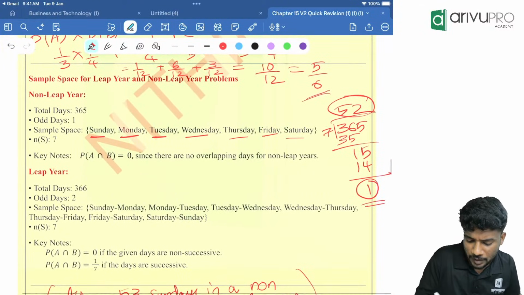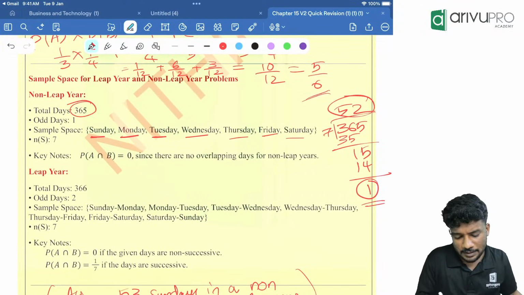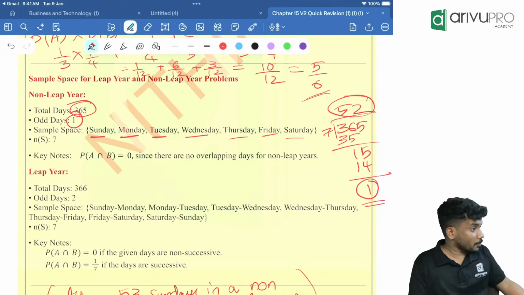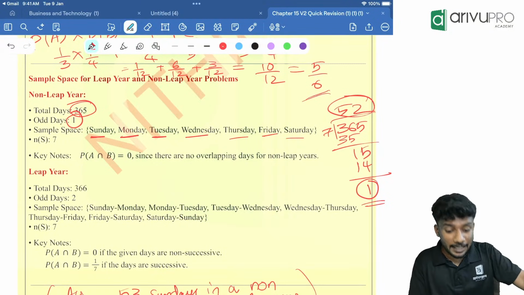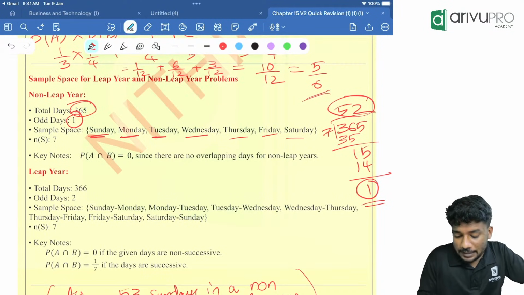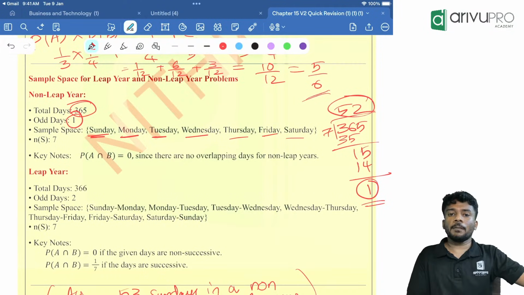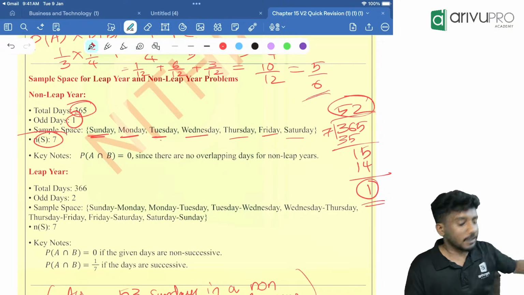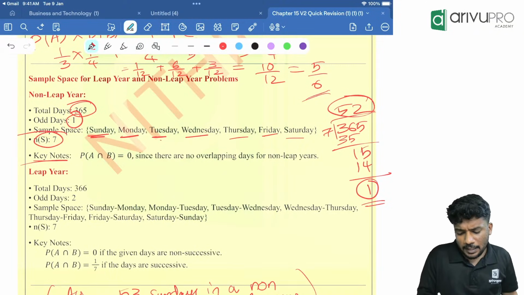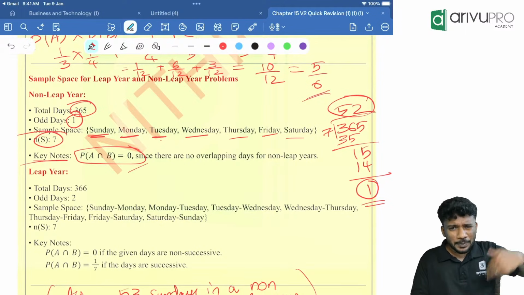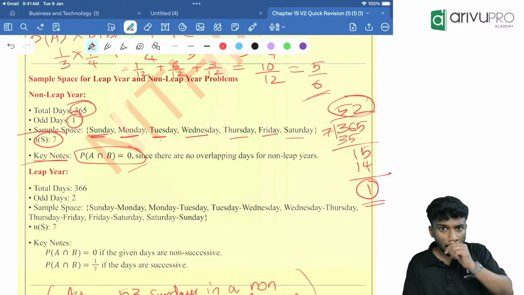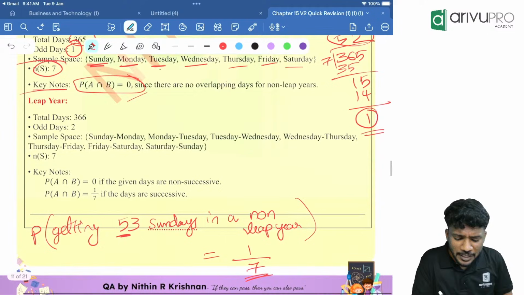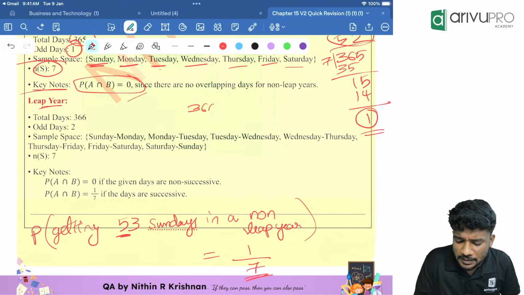Have a look here. Total days are 365. One extra odd day can be there, and that can be either a Sunday, Monday, or Tuesday. That's why n of S is equal to 7. Then here intersection is not there. That I'll speak about with respect to leap year. Now coming to leap year, there are 366 days.